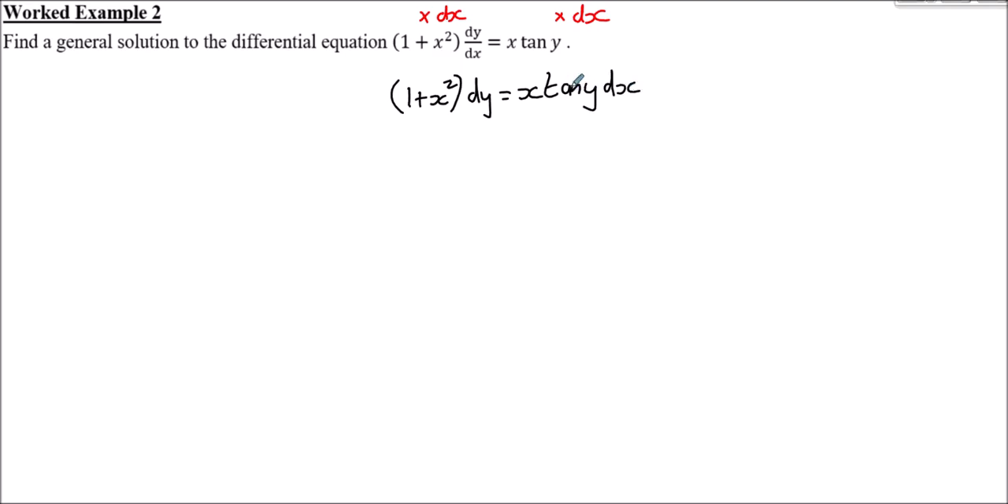I still have y stuff on this side, so I want to just have x over here. And on this side, I want to have just y stuff, because I'm integrating with respect to y. So I need to get rid of the 1 plus x squared on this side. You could do 2 steps in one, but I'm just going to do 1 step at a time. So I need the x squared stuff to live there, so I'm going to divide both sides here by 1 plus x squared.